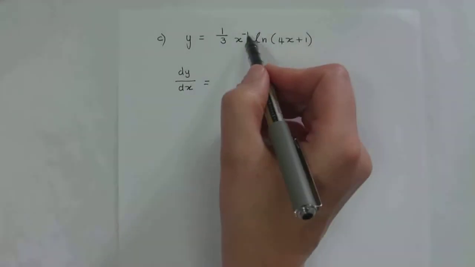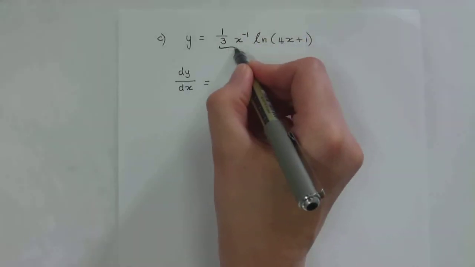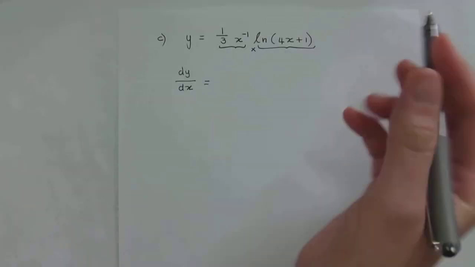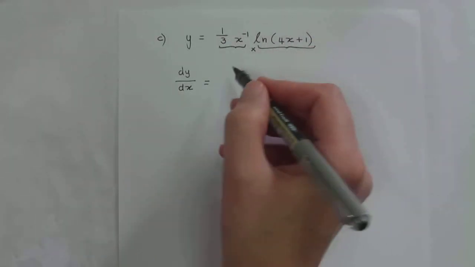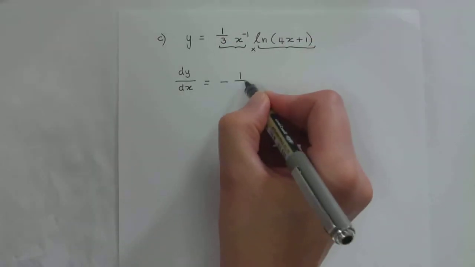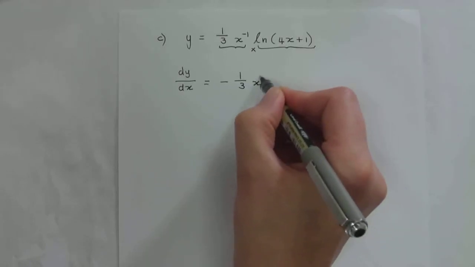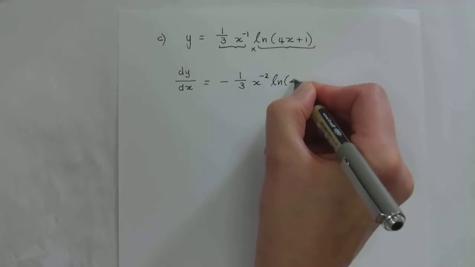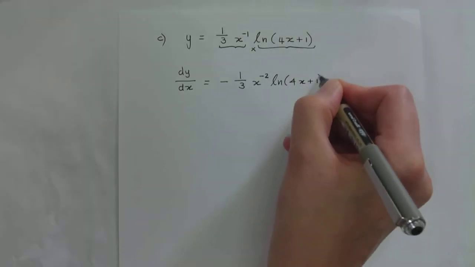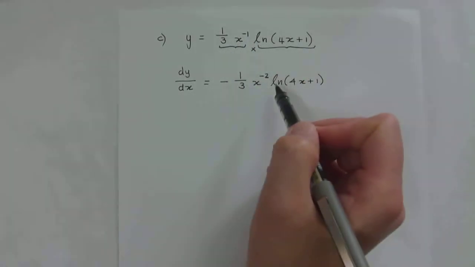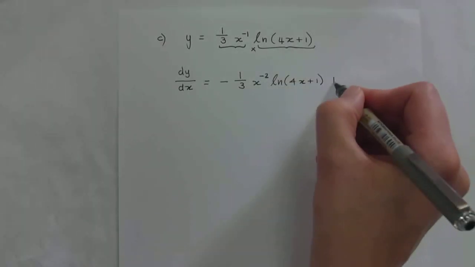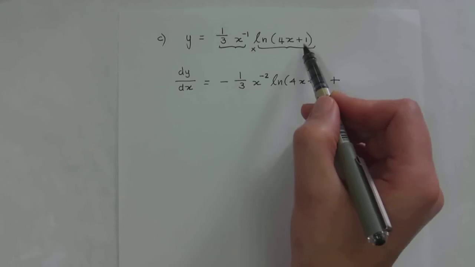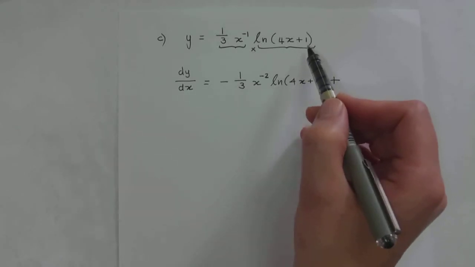So first we find the derivative of that first function, multiplied by that particular function. So first we find the derivative of this function, which is going to be minus 1 over 3 x to the power of negative 2 times the ln of 4x plus 1. So according to the product rule, derivative of that function times that function plus. Now I have to find the derivative of this particular function, and hopefully by now you should be a little bit more comfortable with this.